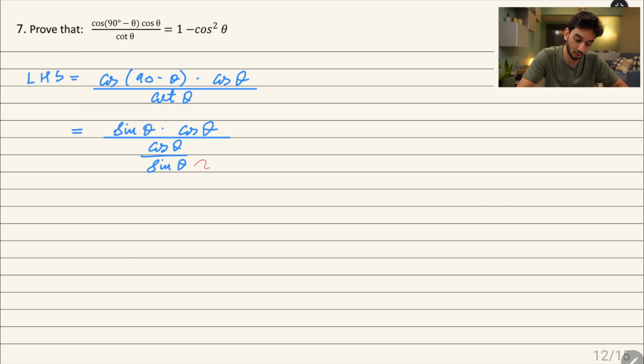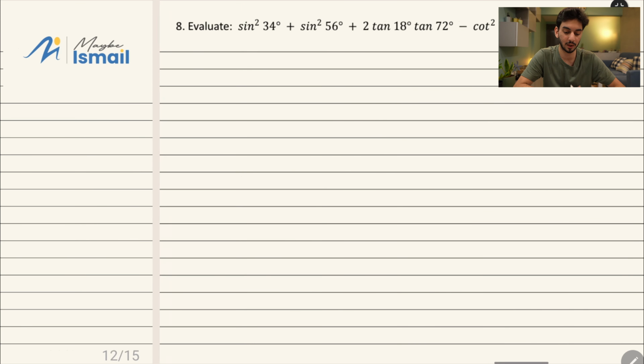Now this sin over here can come to the numerator because it is the denominator of the denominator. When it comes to the numerator, there is already a sin in the numerator. So it becomes sin square theta. And this cos and this cos can get cancelled out. So I'm just left with sin square theta. Now we all know sin square theta is actually 1 minus cos square theta. I'll just write the identity: sin square theta plus cos square theta is equal to 1. So sin square theta is 1 minus cos square theta, and that is exactly what my right hand side is. So 1 minus cos square theta is your answer. Next one.